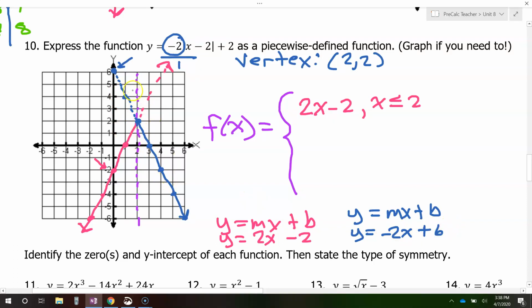Sometimes this method is a problem. If I extend this line and it goes way off the graph, sometimes it's hard to figure out exactly what the b value is. But in this case, we can easily tell that it was 6. So that's why this piece of the graph will be negative 2x plus 6. And the domain, it's going to be this part of the graph to the right of 2. In other words, x is greater than 2. So this is the answer, and you can see that this is exactly the same as what we got the other way.